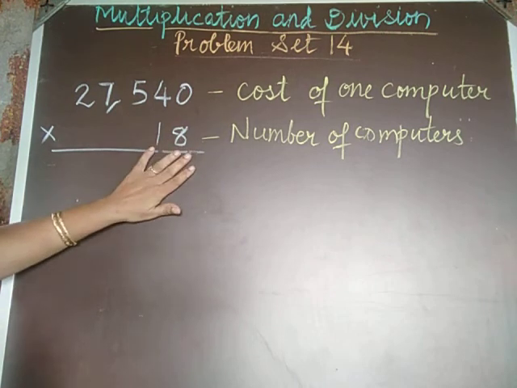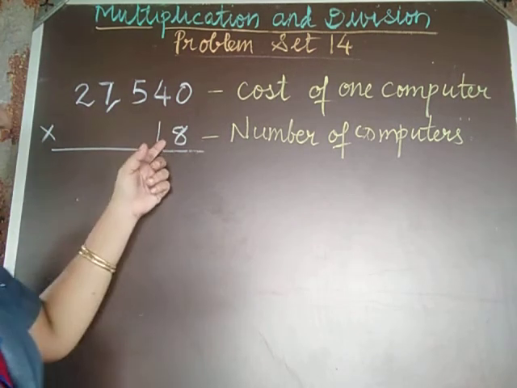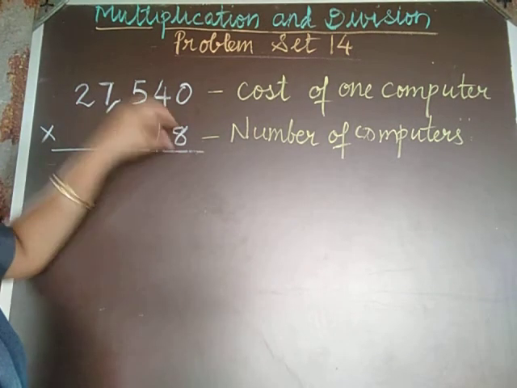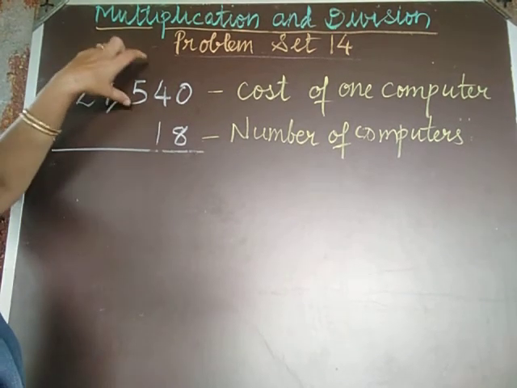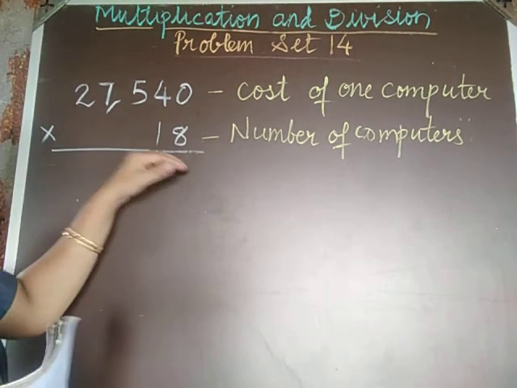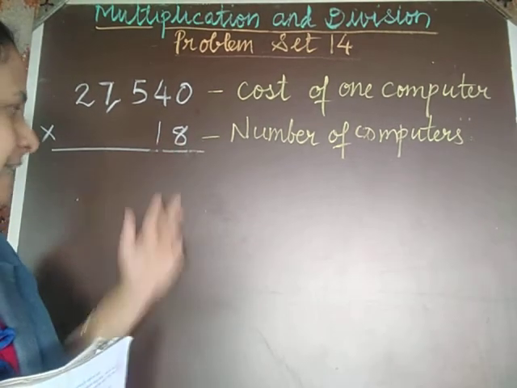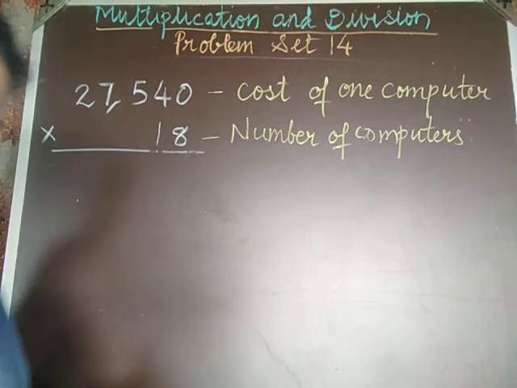So we have to find the cost of all the 18 computers by multiplying 18 computers with the cost of one computer. So let's start multiplying. Here we will get only 2 steps because the second number is a 2-digit number. So let's do it now.